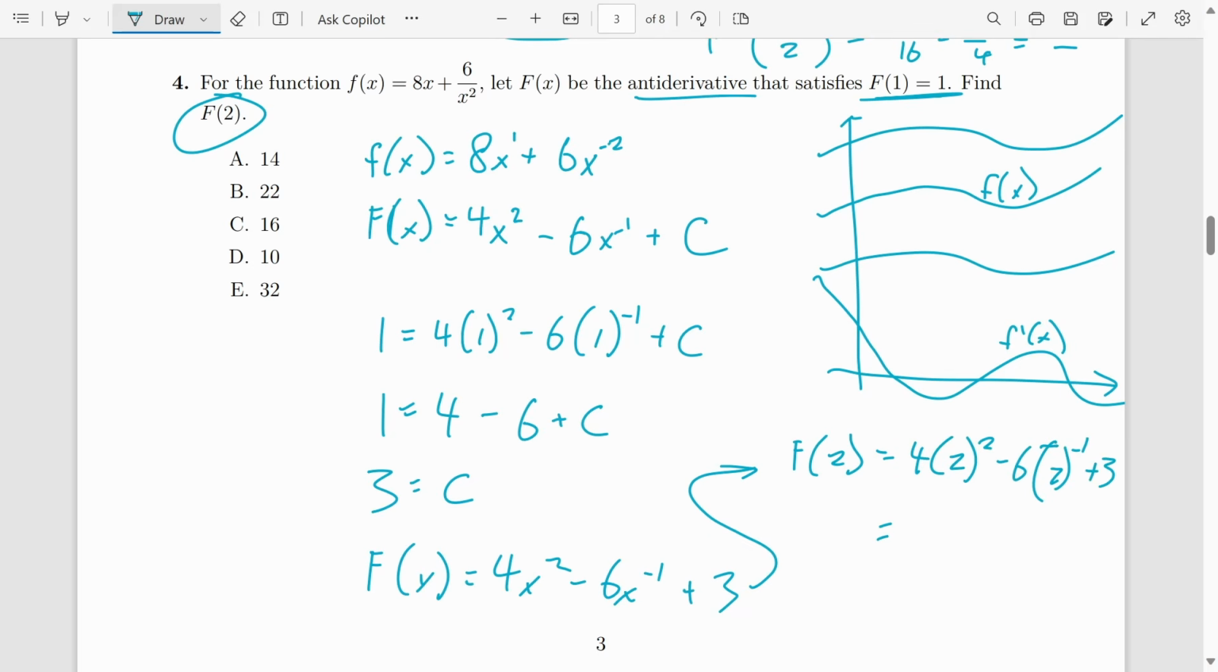So this is going to equal 2 squared is 4, 4 times 4 is 16, minus, so 2 to the negative 1 power is just 1/2. So 6 divided by 2 is 3, so minus 3 plus 3. These 3's are going to cancel. We're just left with 16, so our answer choice is C.